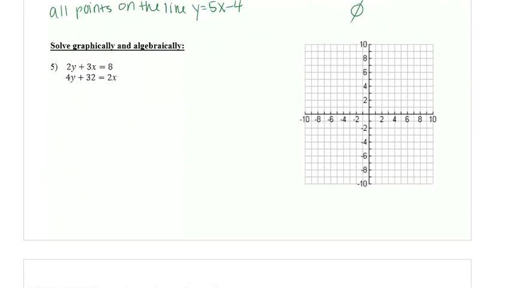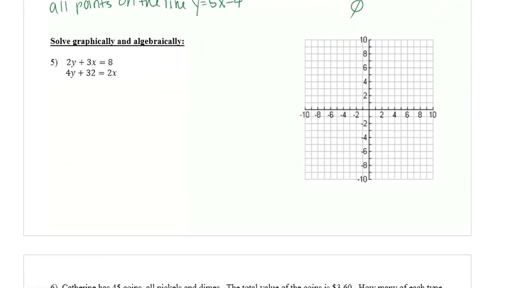Number 5 asks us to solve it graphically and algebraically. I'm going to graph them first, and then I'm going to do it algebraically because in the end, when I do the algebra, it should work out to be the same spot where they intersect on my graph. In order to graph them, though, they do have to be in slope-intercept form. So I'm going to rewrite my two equations down here.